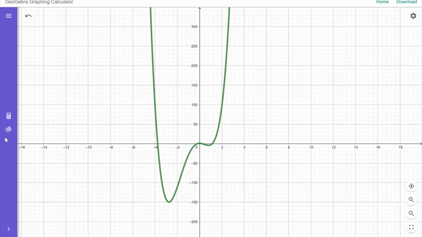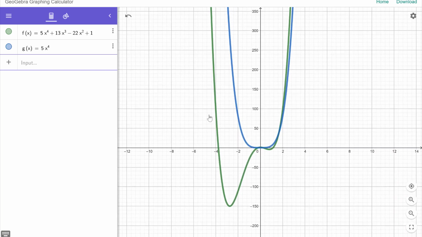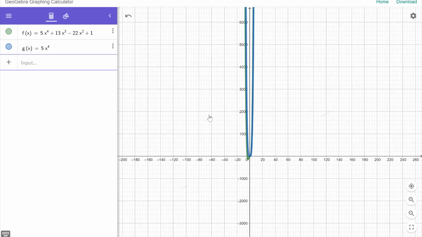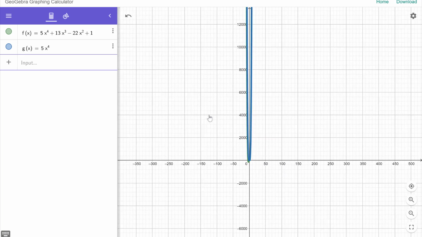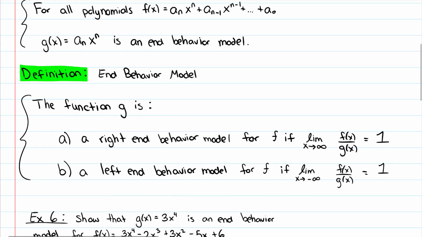Now, I'm going to take the graph of 5x to the fourth, which is just the first term, and graph it right on top. As we're zoomed in, we can see they look kind of the same. But as I start zooming out, as the x values get larger, you can see how they start to overlap each other.